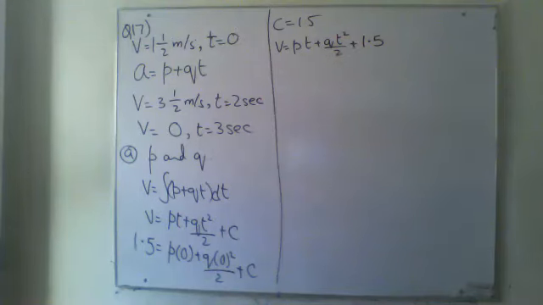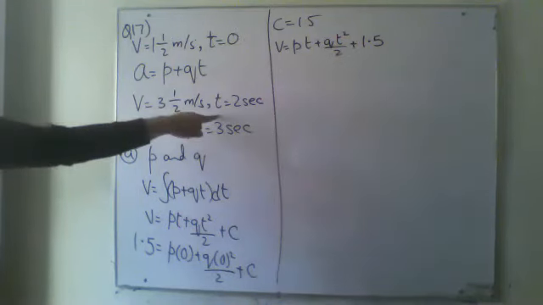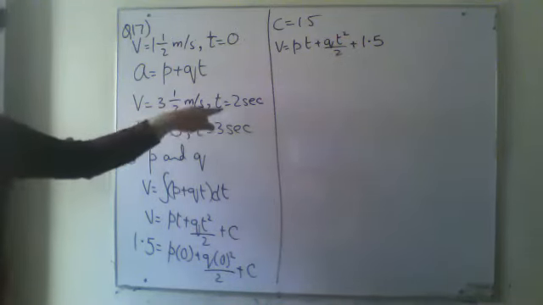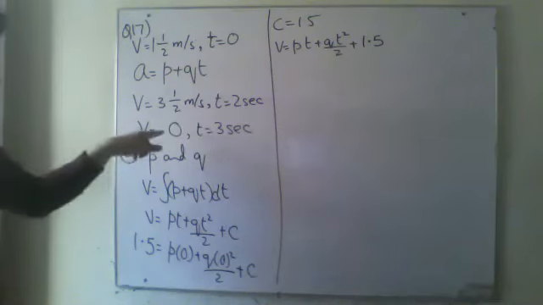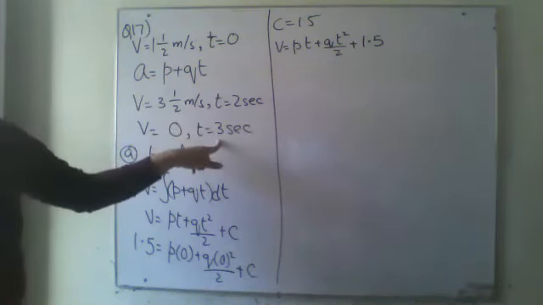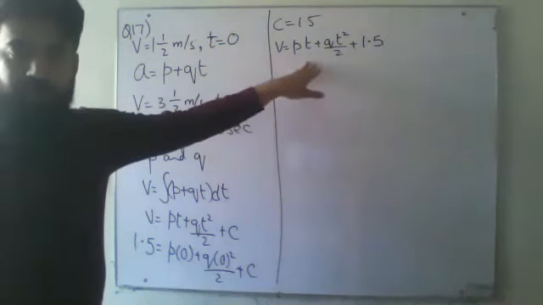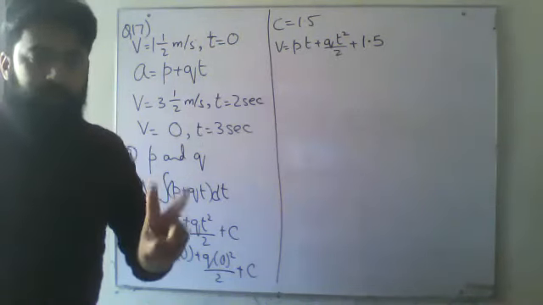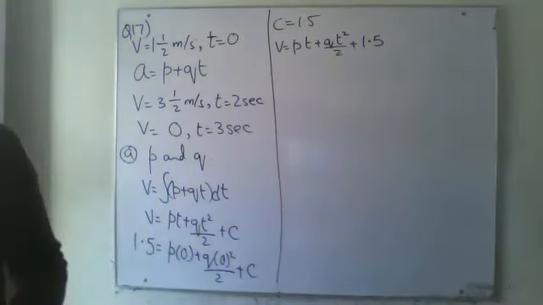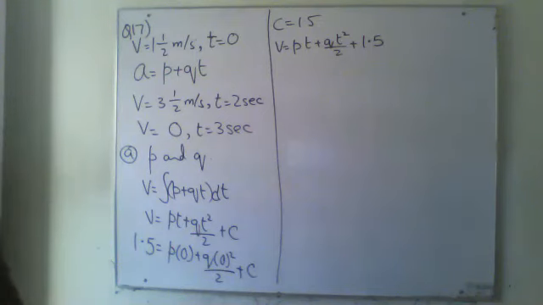This I have got. Now I have got two things: v is equal to this when t equals this, and v equals 0 when t equals this. Put it over here one by one, you will have two equations. You will solve them simultaneously and you will have your values of p and q.